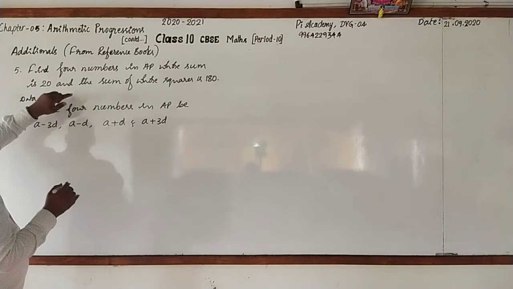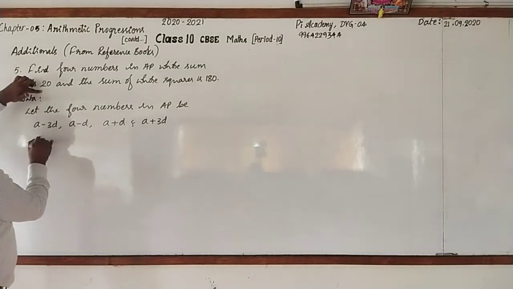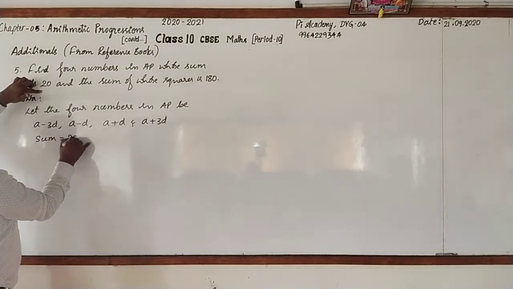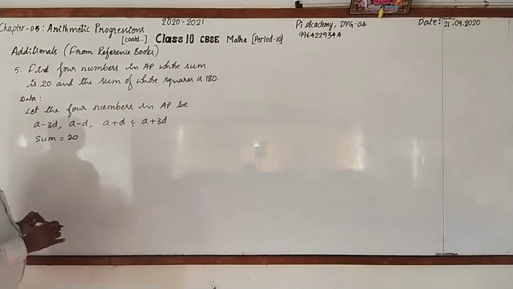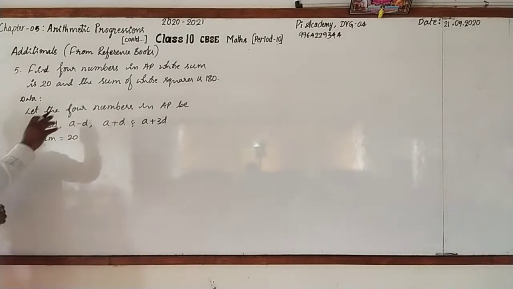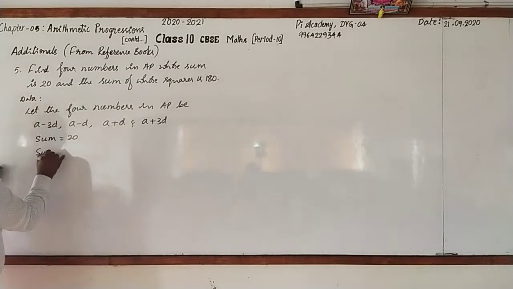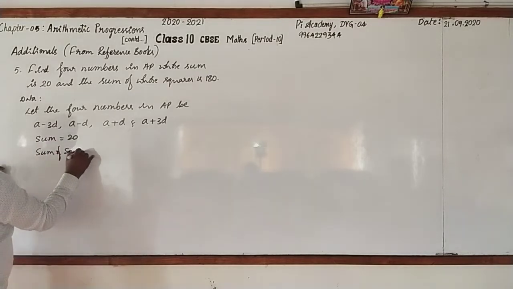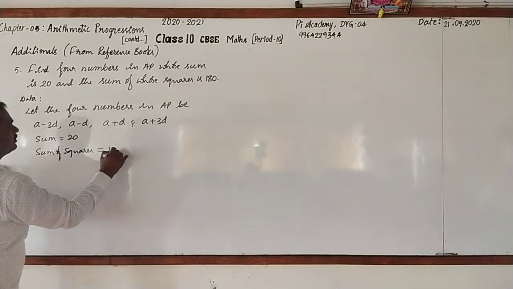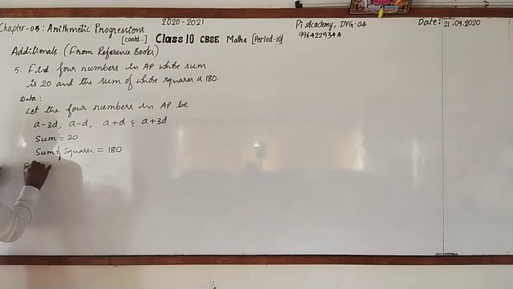Now, the sum is given. The sum is 20. Then the sum of squares of all the terms is 180. Yes, this much has been given. Using this information, let us go for finding all the 4 terms.